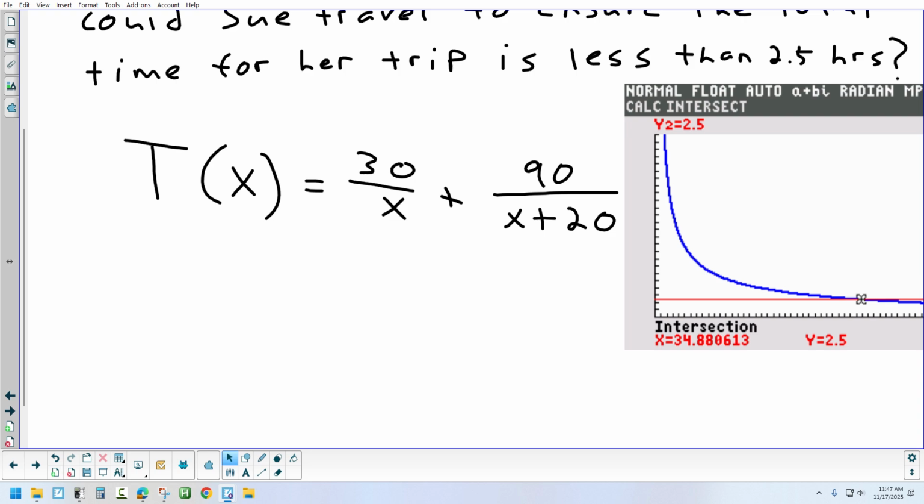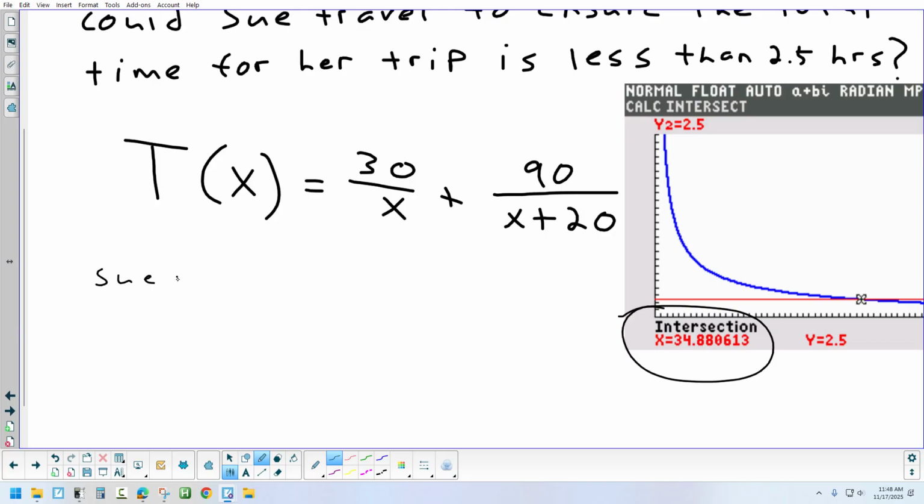How about if I want her to complete the trip in less than 2.5 hours? What does her speed have to be? Faster than that. Yeah. Anything greater than that speed, and she will complete the trip in less than 2.5 hours. Could it be anything that speed or higher? No. Why not? Because if you go that speed, it would get you to 2.5, and it's asking how can you do it in less than 2.5. Right. It can't be 34.88 because then she would do the trip in 2.5 hours. She has to be under 2.5 hours.